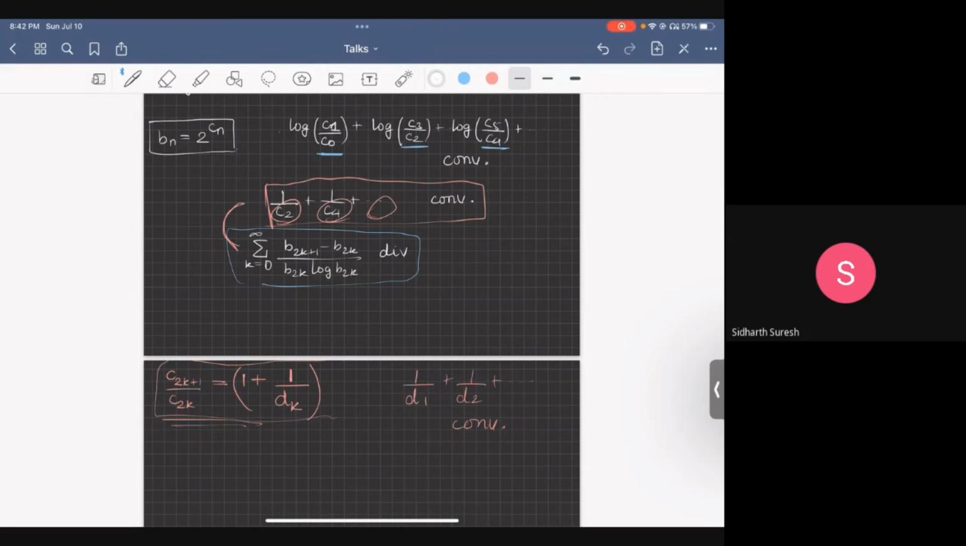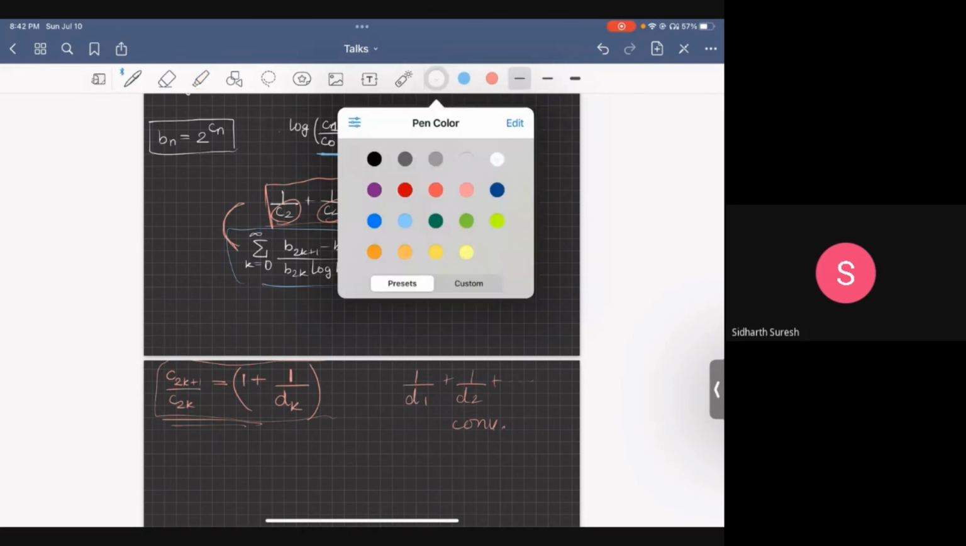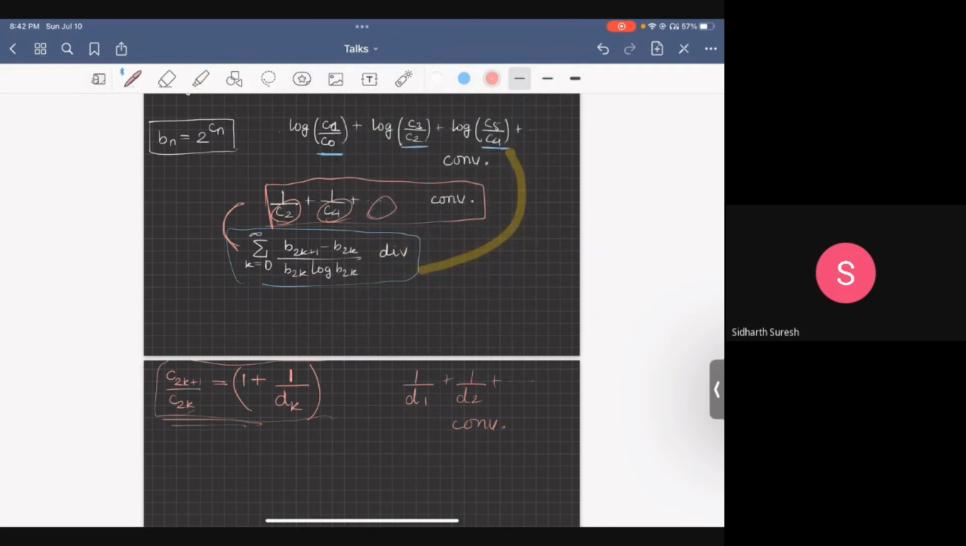Since I can take C2k, C4k to be arbitrary, let's just try to ensure that these two hold true, right? So if I take C2k to be in this manner, then what is this term? What is B2k plus 1 minus B2k over B2k log B2k? What is this equal to? It is just some like k by c.